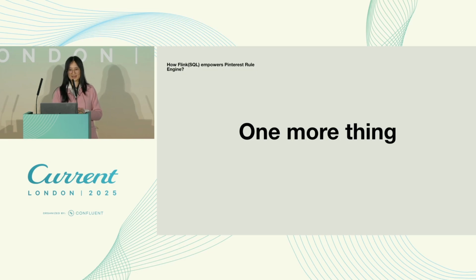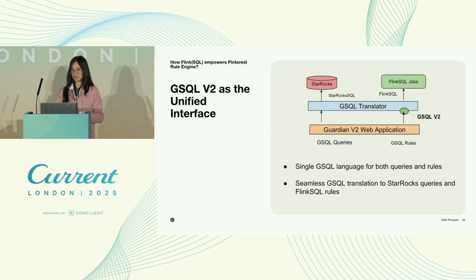All right, while closing out this presentation, there's still one more thing I really want to highlight for the Guardian ecosystem, which is also a key part that makes all our stakeholders efficient. That is the GSQL interface. As you can see in our architecture diagram, GSQL is the unified interface. All the things we do are behind the scenes. For all our users and stakeholders, their interface is GSQL.